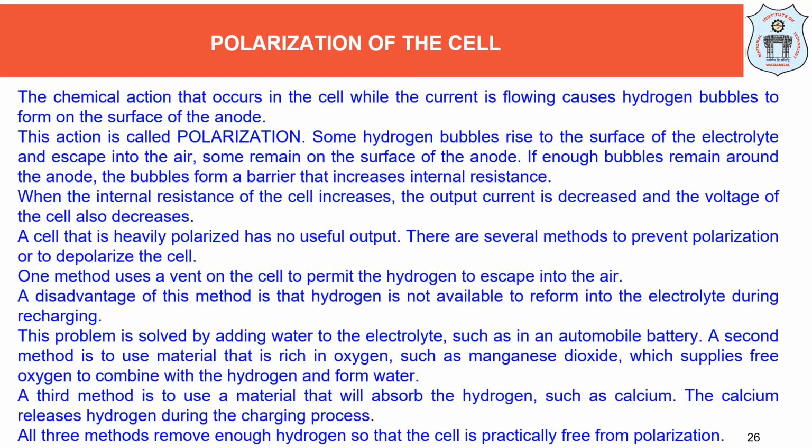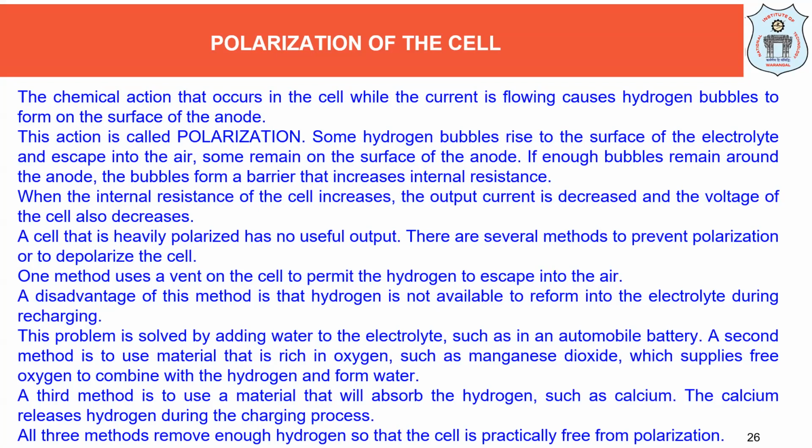However, there is a disadvantage associated with this method. We are wasting the hydrogen that is formed. This hydrogen is not available to reform into the electrolyte during the recharging process. So how can we solve this problem? This can be solved by adding some water to the electrolyte, as in an automobile battery. That's why we often fill distilled water in our inverter batteries at home.